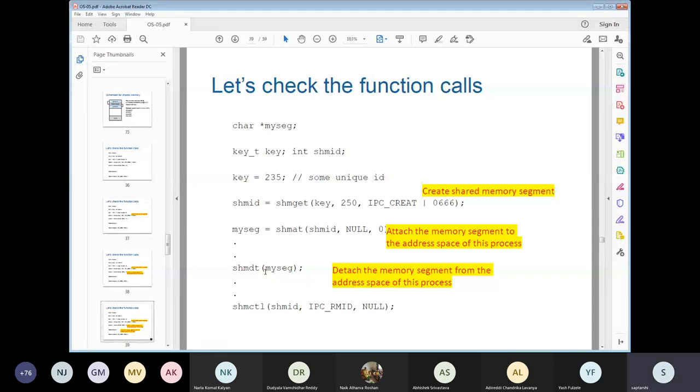Finally is this call, SHMCTL. This is shared memory control. This can be used for some other purposes also. Here, the example is marking the segment to be destroyed. So again, IPC RMID. Figure out exactly what it means, but this basically means asking to delete this shared memory. So okay, let me ask, why do you think both are necessary? Why is this detachment necessary and again this necessary?